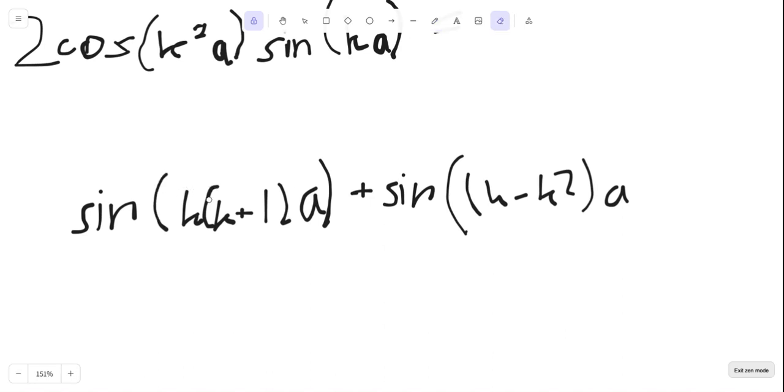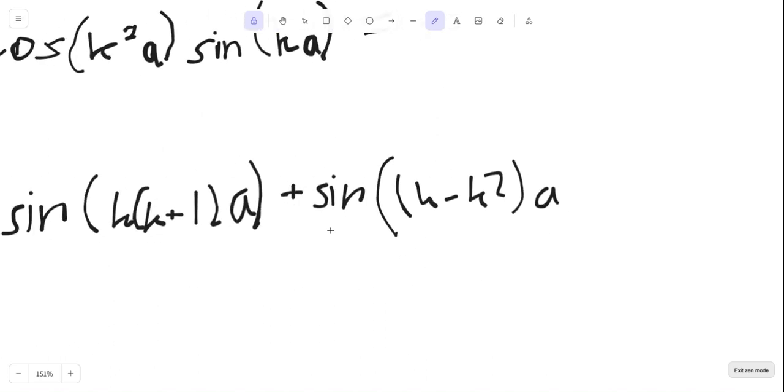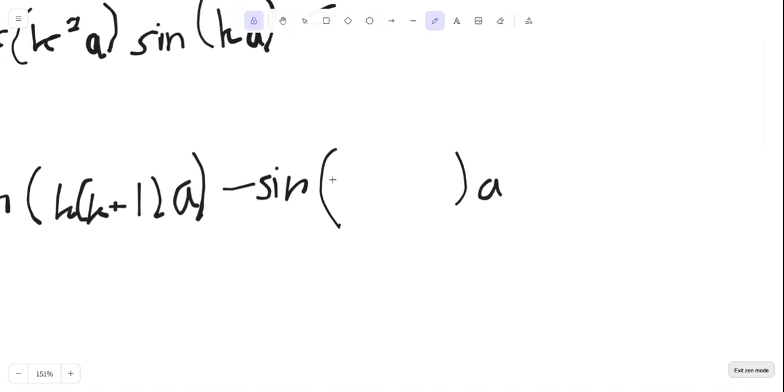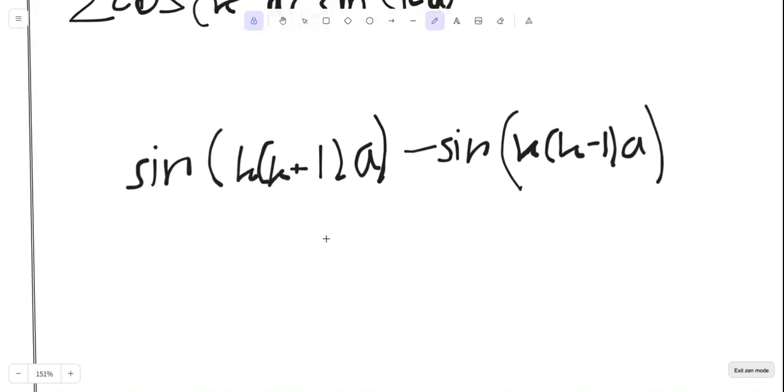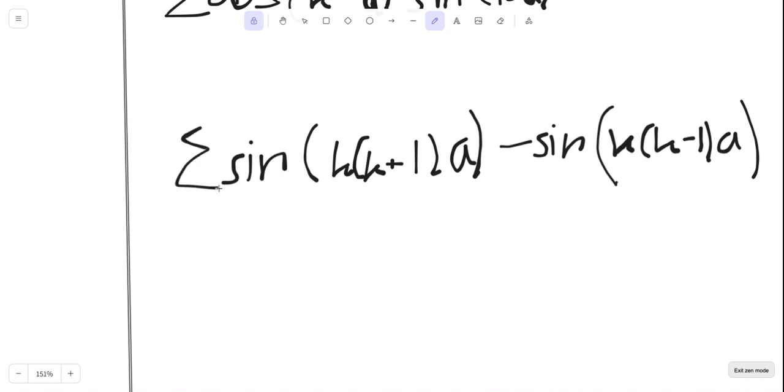Now we can invert the sign and swap the numbers, and then make this a subtraction instead. So this would become k squared minus k, times a. And it's a sum, so we have these terms from k equals 1 to n.